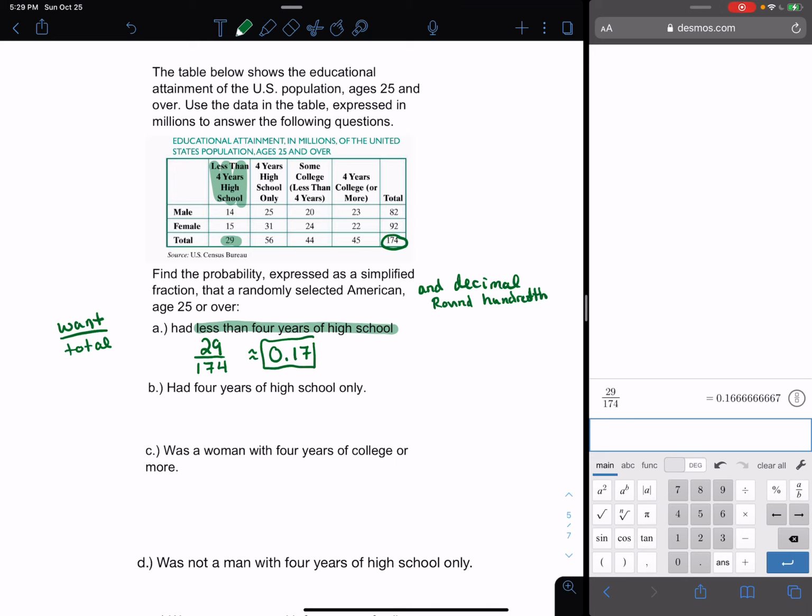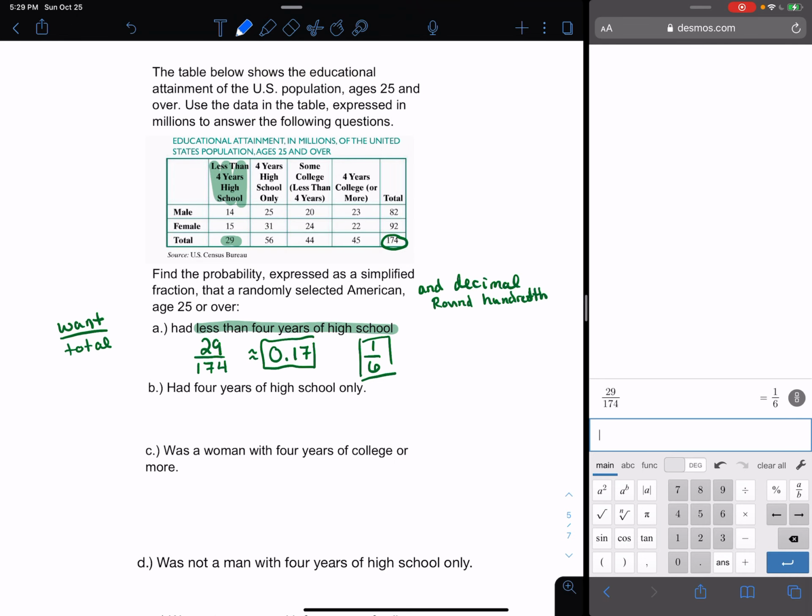Now if we want this in simplified fraction form, what I'm going to do is just hit the fraction button in my Desmos calculator, and that tells me that the simplified fraction form is 1/6. So depending on how they asked me to answer the question, if they wanted the probability as a decimal, I'd write 0.17. If they wanted it as a simplified fraction, I'd write it as 1/6. Let's look at part B.